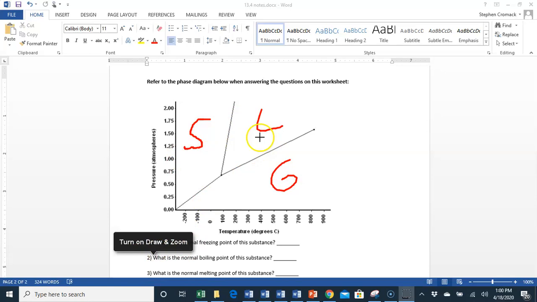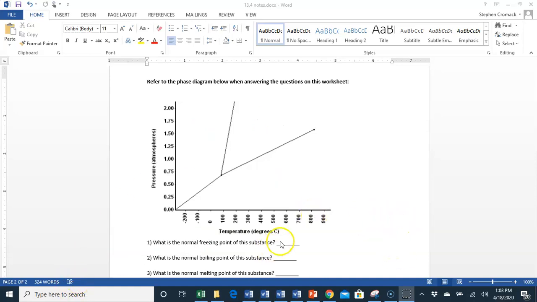And you'll note this line here is basically the line between solid and liquid, so that's the melting-freezing line. Over here is your vaporization line between liquid and gas. In different substances, the phase diagrams will look a little bit different. So now let's look down below, and we're going to analyze our phase diagram.